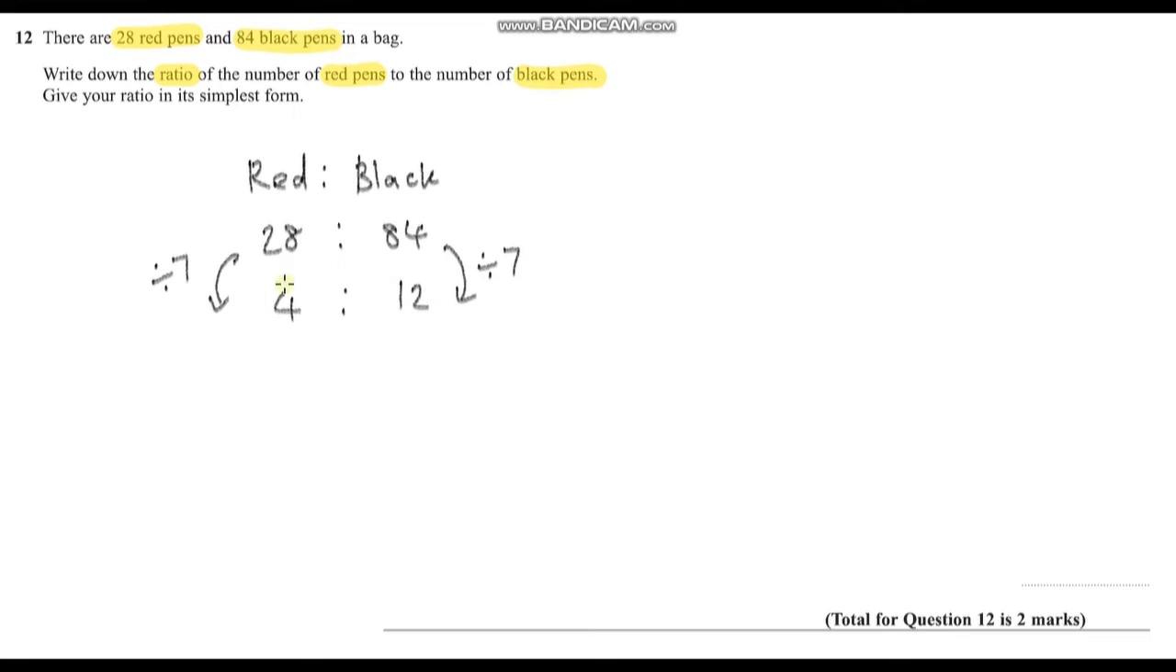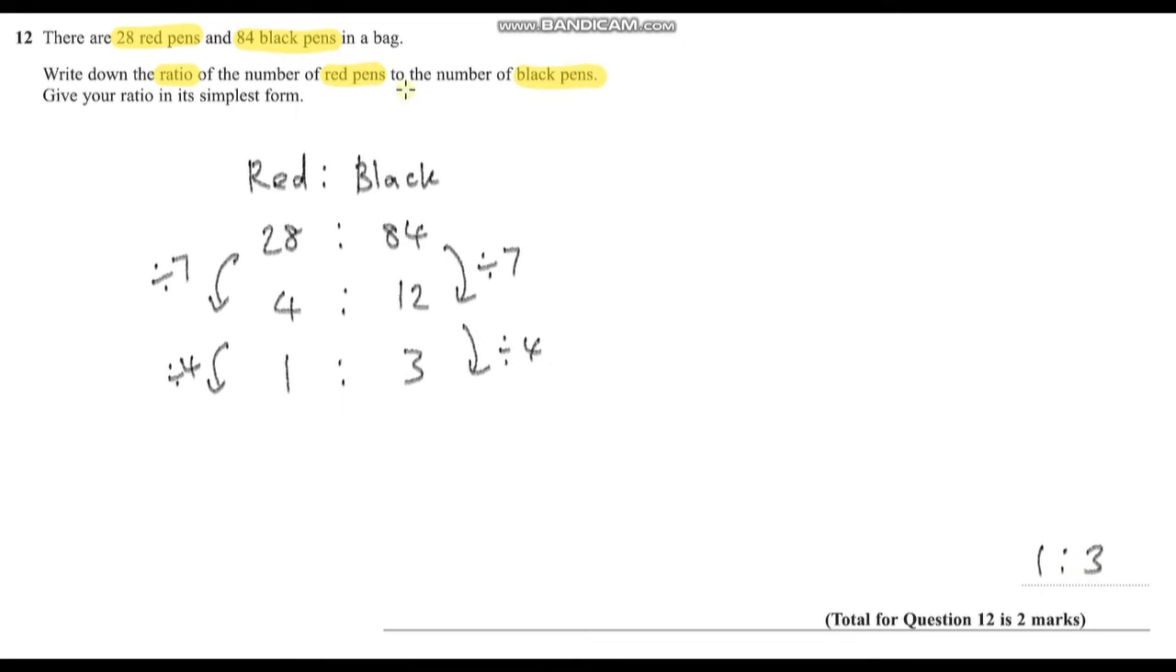We can simplify this even further. So I can see that both numbers are divisible by 4. So if I divide both numbers by 4, 4 divided by 4 is 1, and then 12 divided by 4 is 3. And this is now definitely in its simplest form. So our answer is 1 to 3.